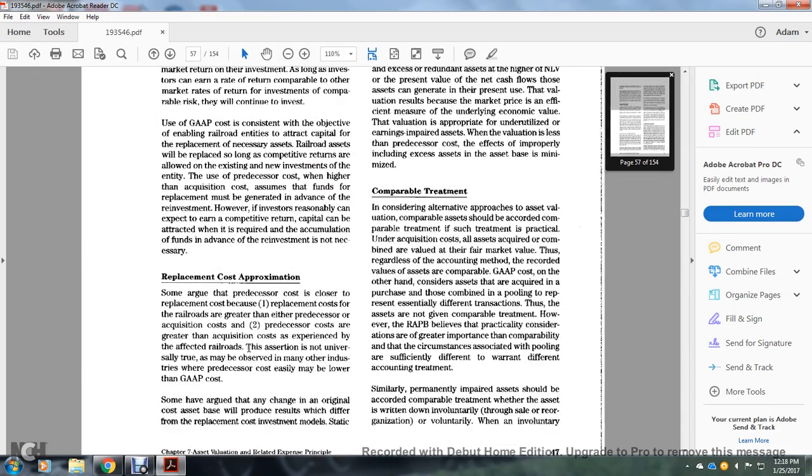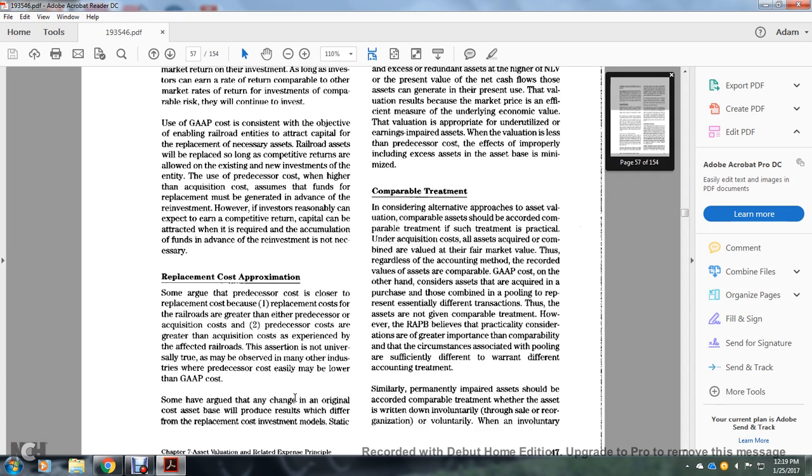All right, replacement cost approximation. Some argue the predecessor cost approximates the replacement cost because the replacement cost of the railroad goods is greater than the predecessor or acquisition cost. The predecessor cost is greater than the acquisition cost in the experience of the effective railroad. The assertion is not universally true, but is observed in many other industries. And the predecessor cost can easily be lower than the government accounting auditing process costs.